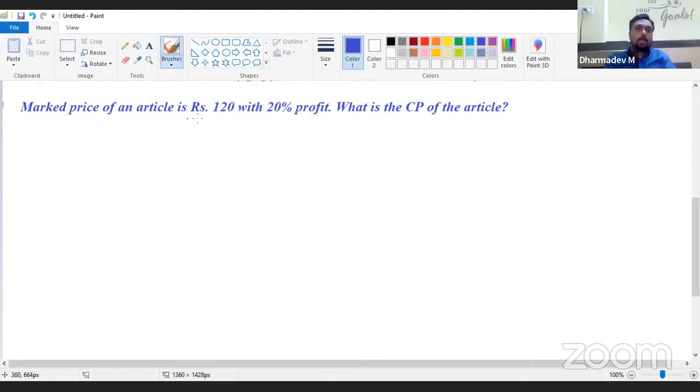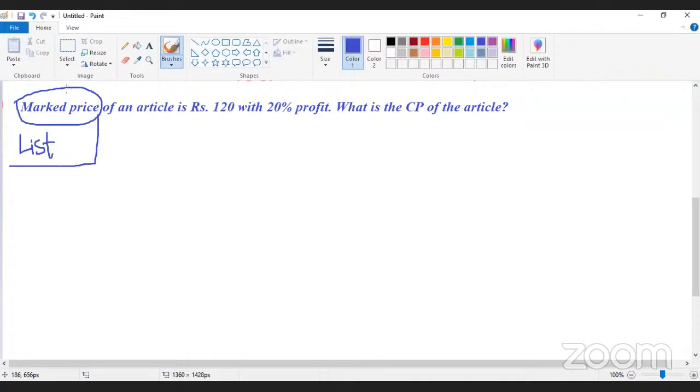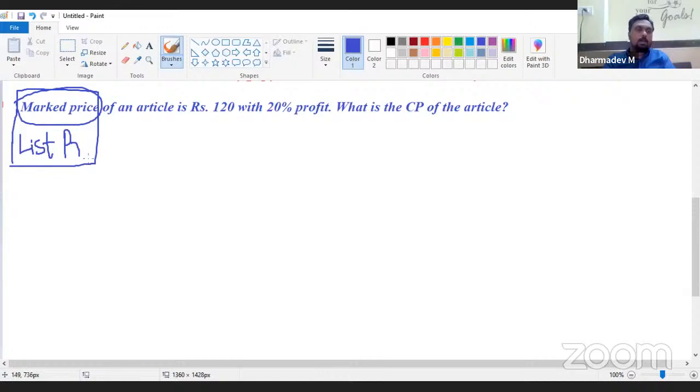Okay, mark price of an article. Here something is given as marked price. Like this, you may have a term called list price. It's the same as whatever term we use for the selling price and cost price. This has some meaning with the main name of mark price. That means it is labeled. I don't know whether it is a profit or loss.